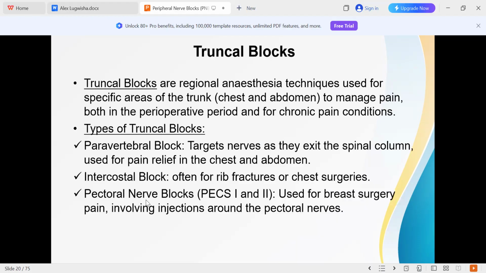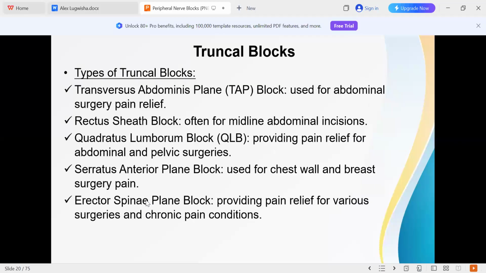Then we have the truncal blocks. Truncal blocks are regional anesthetic techniques which are used for specific areas of the trunk, which include the chest and the abdomen. There are different types. The paravertebral block targets nerves as they exit the spinal column. We have the intercostal block for rib fractures and chest surgeries. The pectoral nerve blocks are useful for breast surgery. And then we have the TAP block, transversus abdominis plane block, rectus sheath block, and what have you, and the rectus spinal plane block, obviously.